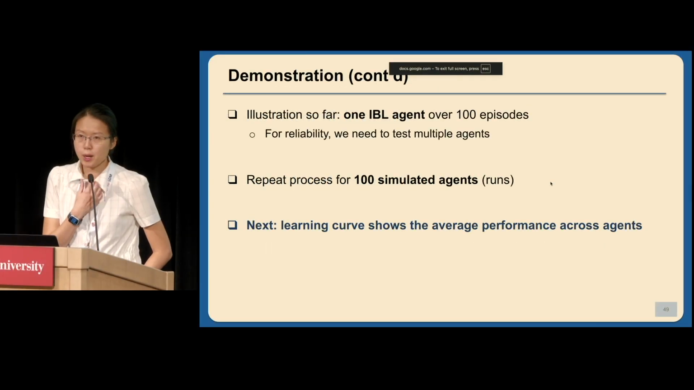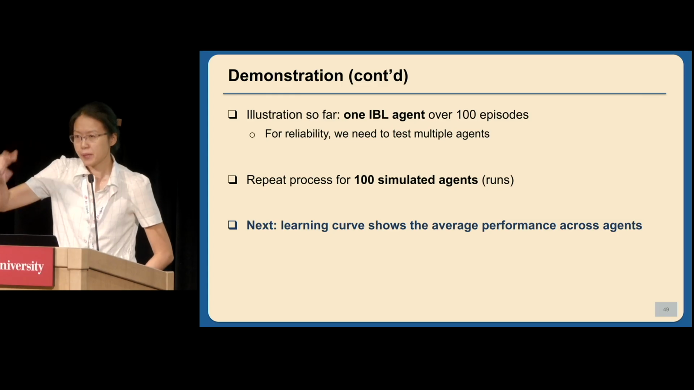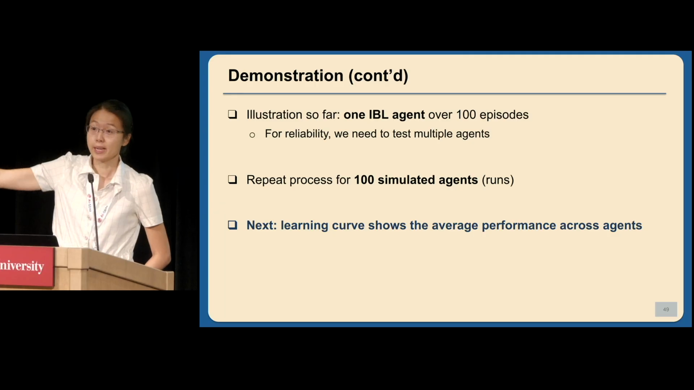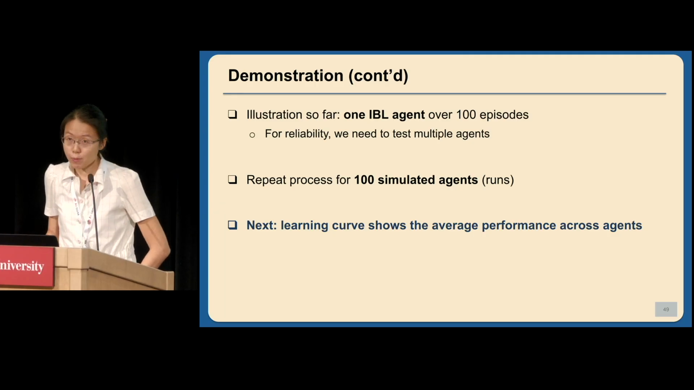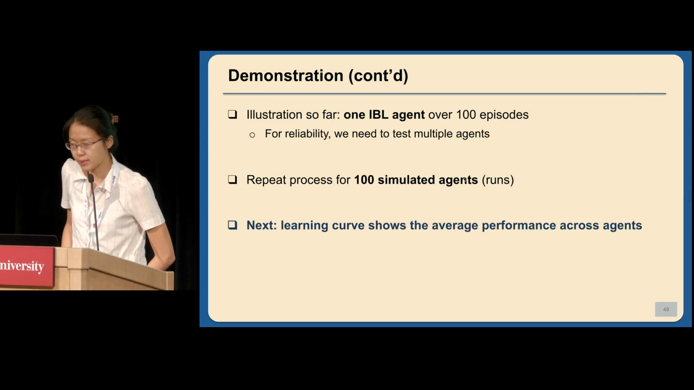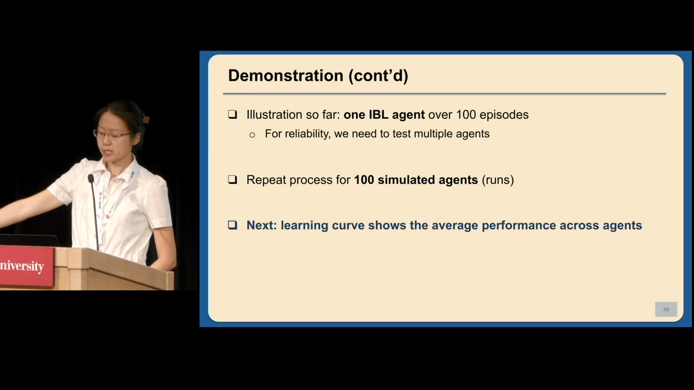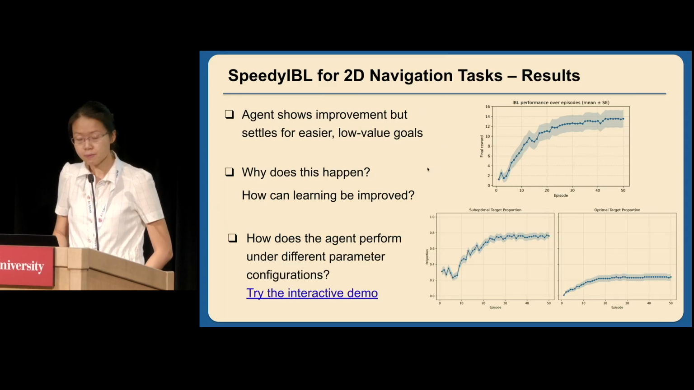We want to plot something with more reliable results. It's just one agent learning. How about the other agents? So for reliable results, we replicate it for 100 simulated agents, and each agent plays 100 episodes. We want to see the learning curve over time.